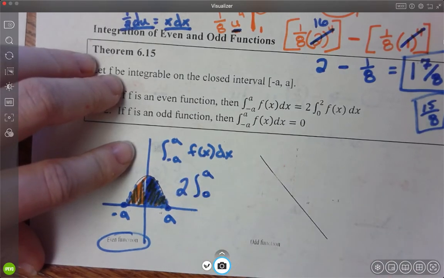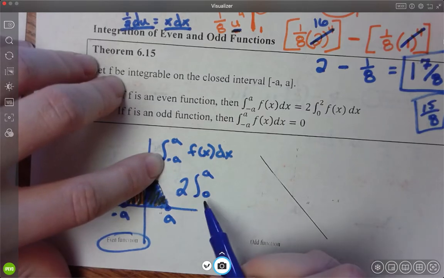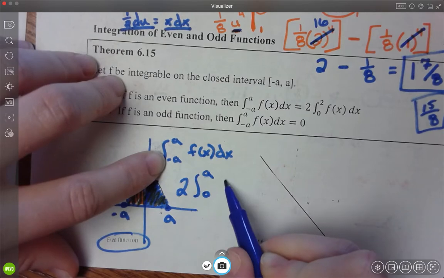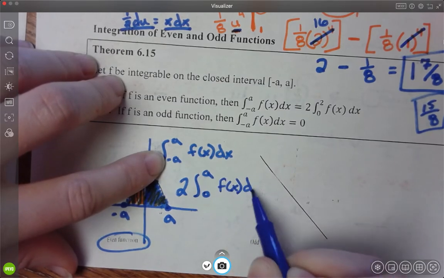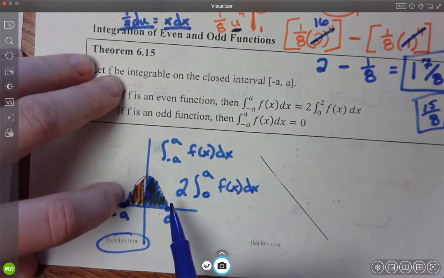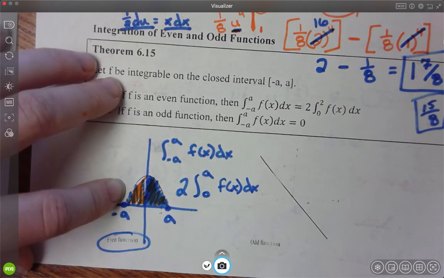I'm only going to find this area here, but then I'm going to double that. Okay, and that makes it so I don't have to deal with the negative numbers plugged in, because plugging 0 in is going to be a lot easier than plugging a negative number in, but I'm just going to double that. Okay, so that's kind of what that rule says, that if you have a true even function, those areas should be exactly the same, and you can just double that area.